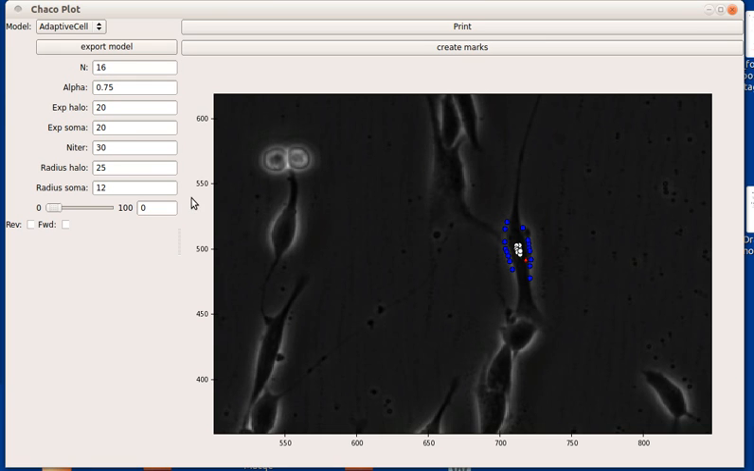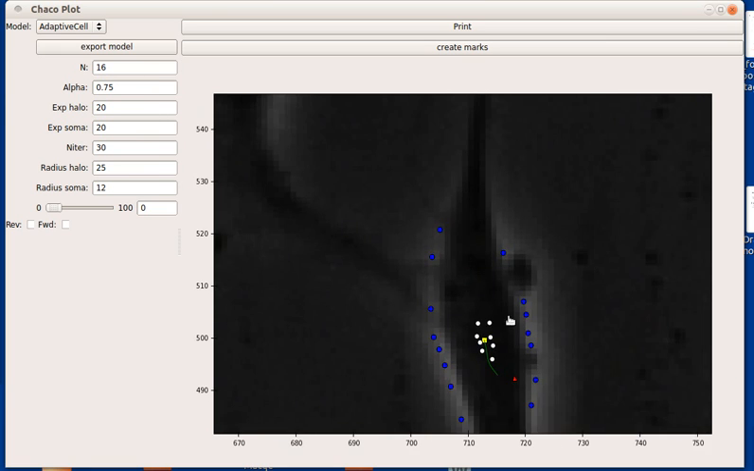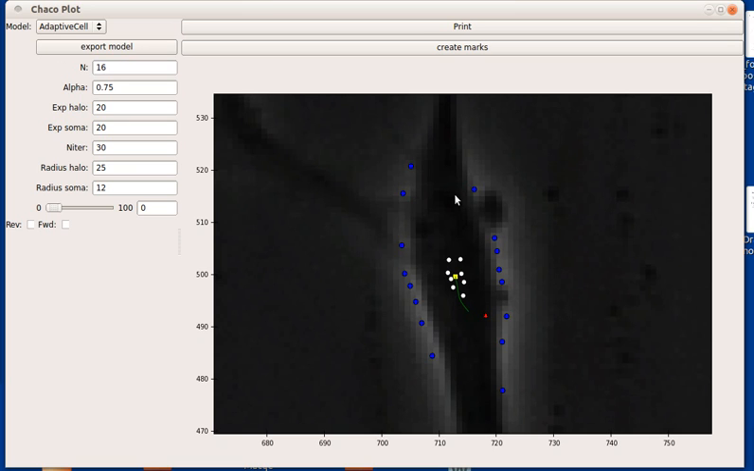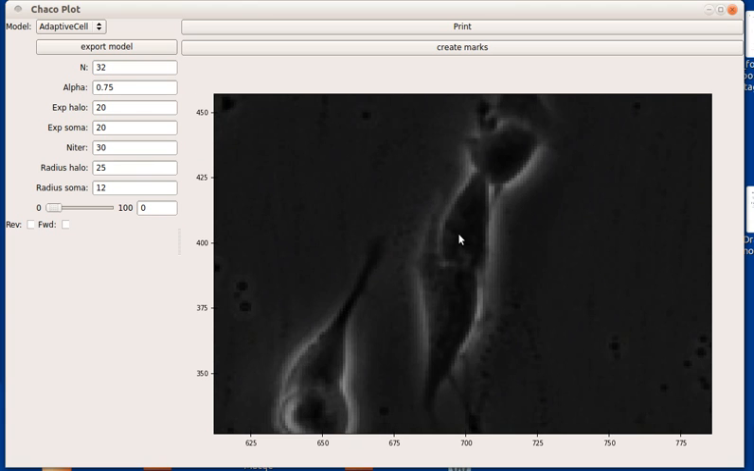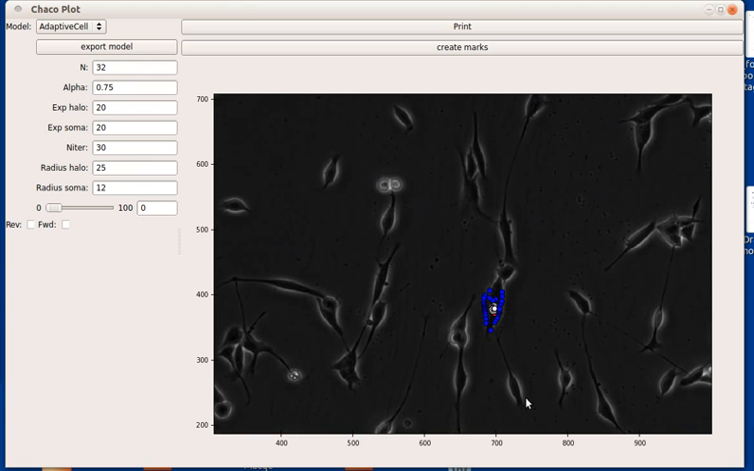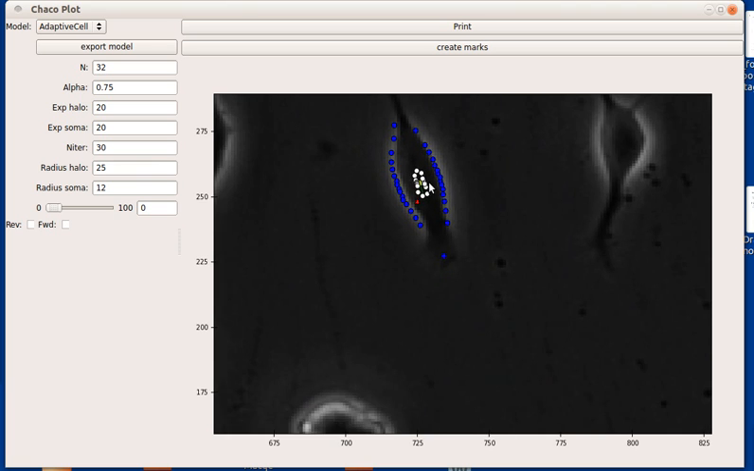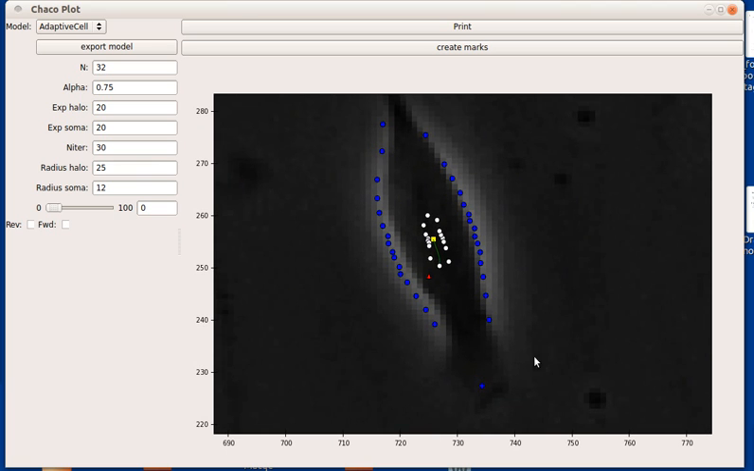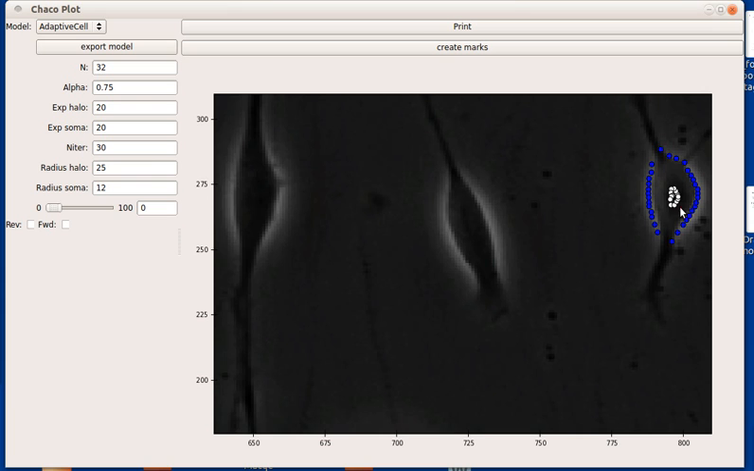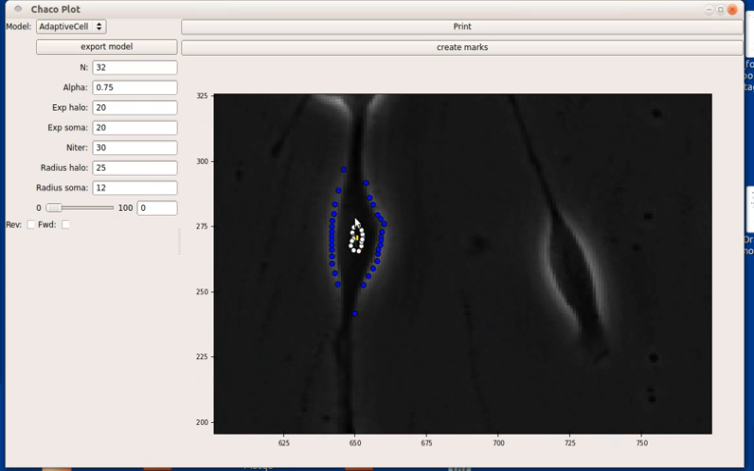Okay, well, let's have a look at the other parameters. So here we have n. N is in fact the number of model points that will be used for describing the cell. I can increase this number by setting 32, and as you can see we now have 32 dots to describe our cell. So our model is much closer to the actual shape of the cell.